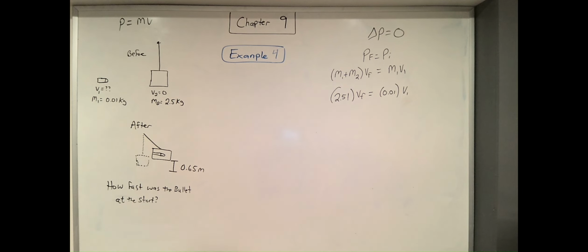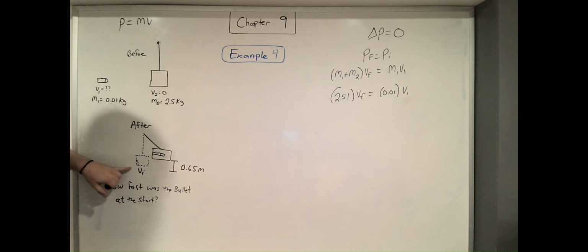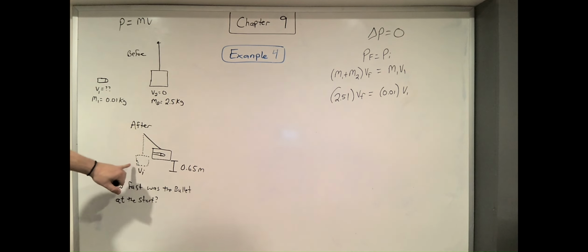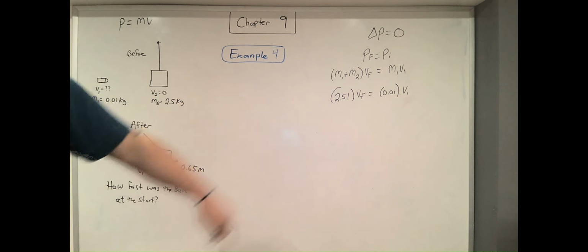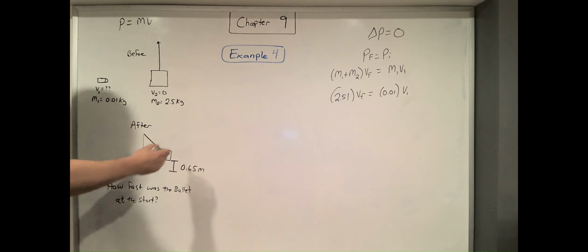So really, what I want to do is find out what this initial velocity is, down here, when the bullet enters the wood. Because if I have this initial velocity, I could put it over there as the final velocity for the other half of the problem. Okay, let's take a look at this.